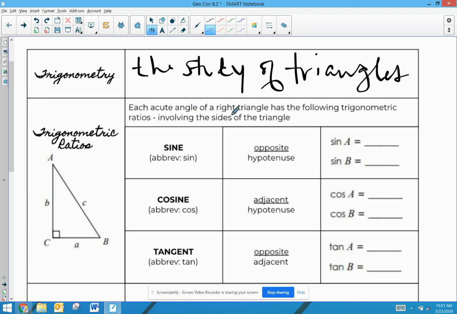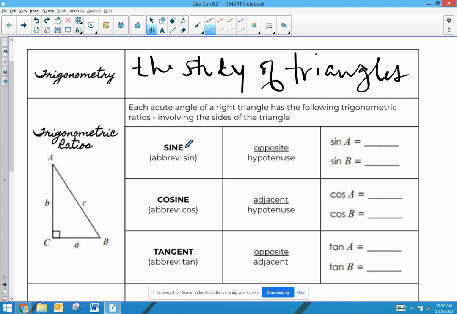Each acute angle of a right triangle has the following trigonometric ratios that involve the sides of the triangle. So if we take a second and look at the triangle here, we notice that the angles A, B, and C are capital letters, and that the sides A, B, and C are lowercase letters, and that's intentional. That's going to be really important because this is case sensitive. When we talk about angles, we have to use the capital letters. Okay. So the first trigonometric ratio, trig function, if you will, is sine.